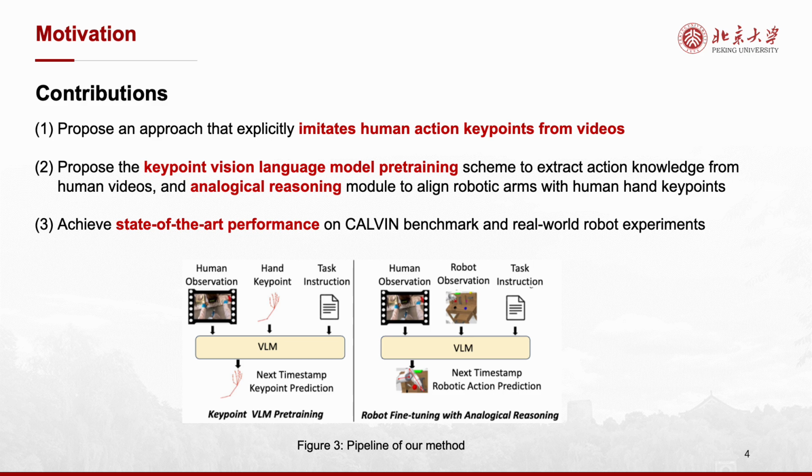Firstly, we propose an approach that explicitly imitates human action keypoints from videos. Secondly, we propose the keypoint vision language model pre-training scheme to extract action knowledge from human videos, and an analogical reasoning module to align robotic arms with human hand keypoints. Thirdly, our method achieves state-of-the-art performance on the Calvin benchmark and real-world robot experiments.